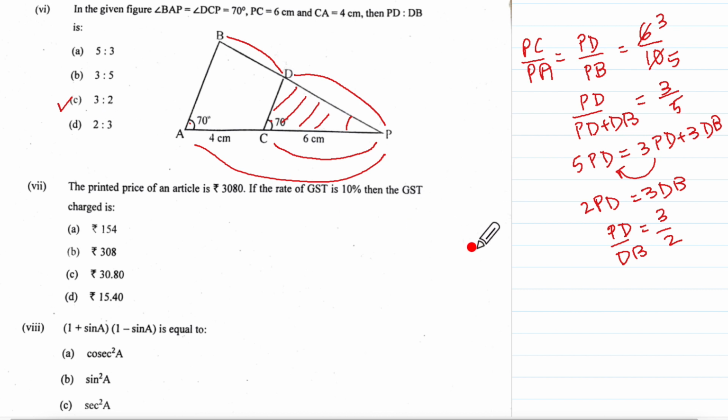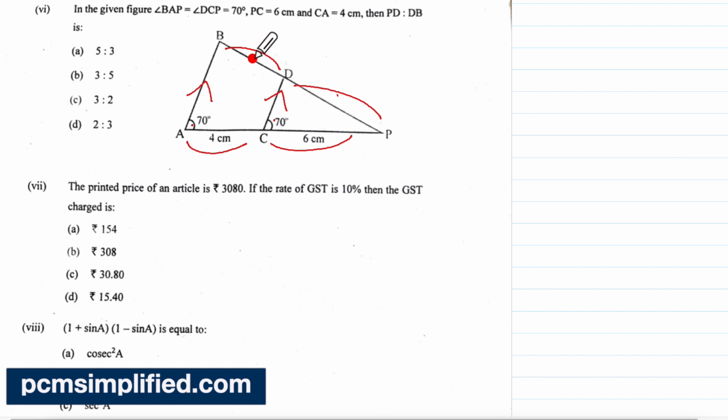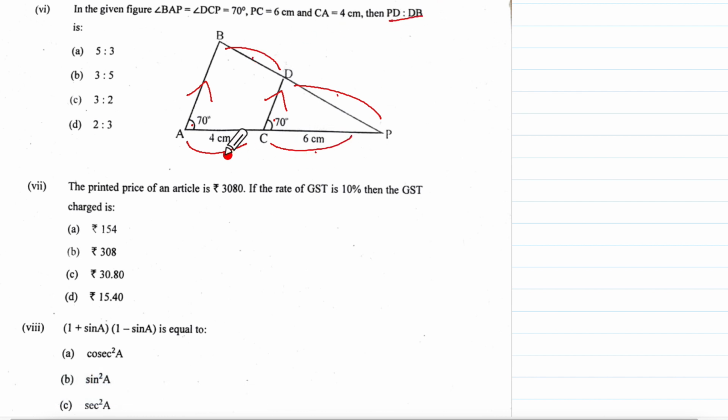3:2, that is option C. Now instead of doing all this, we could have also used the basic proportionality theorem, and we would have said that PC upon CA is equal to PD upon DB. Why? Because these two are corresponding angles, so this and this, they are parallel lines. So this is to this, that is PD is to DB, will be 6:4. Now 6:4 means 3:2. That is the alternate method.